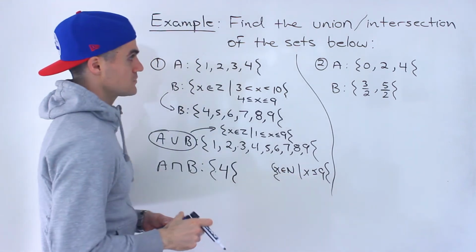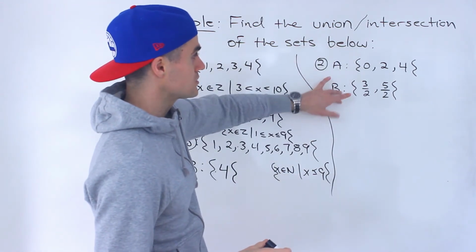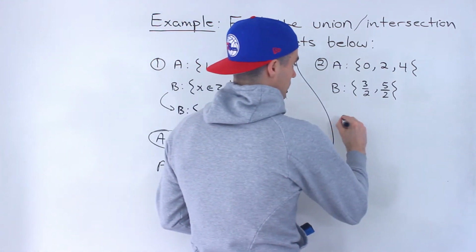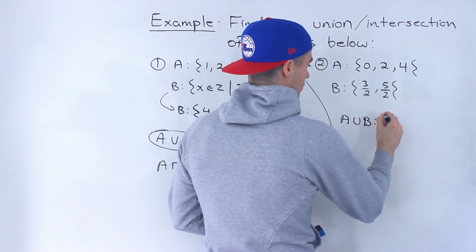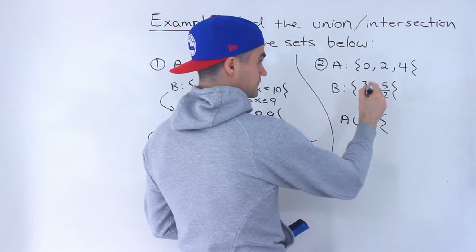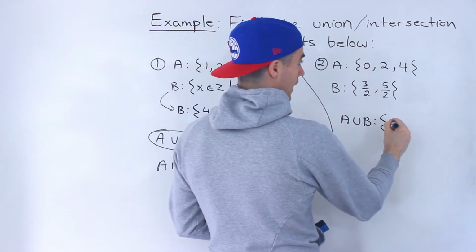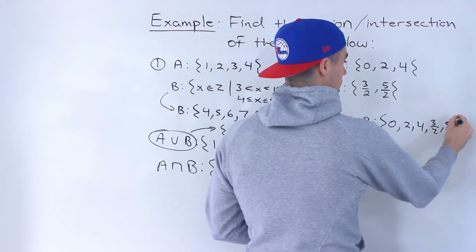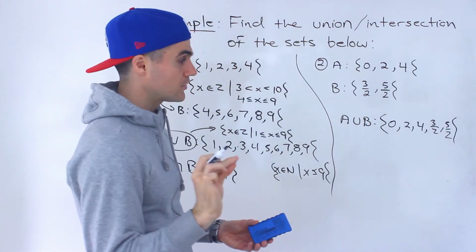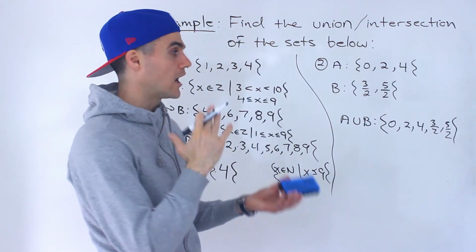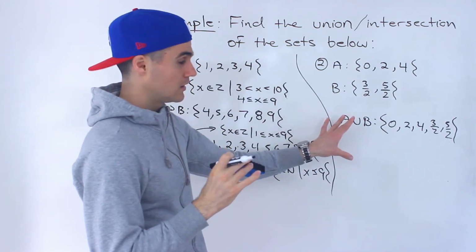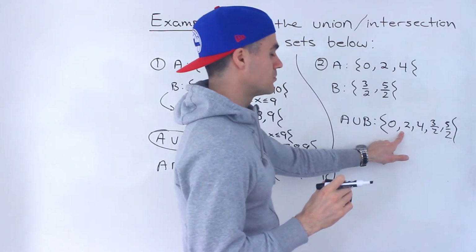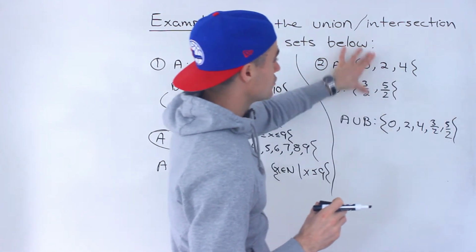And then number 2, this one's a lot easier to work with. Both of these are in roster notation, so we've got 0, 2, 4, and over here we've got 3 over 2 and 5 over 2. The union between them: notice that you don't have any common elements, so it's just going to be 0, 2, 4, 3 over 2, and then 5 over 2. It's not necessarily in order. Remember that sets are an unordered list of elements, so you don't have to put them in any order. Like the 3 over 2, 1.5, you could put over here. But this here is the union between these two.